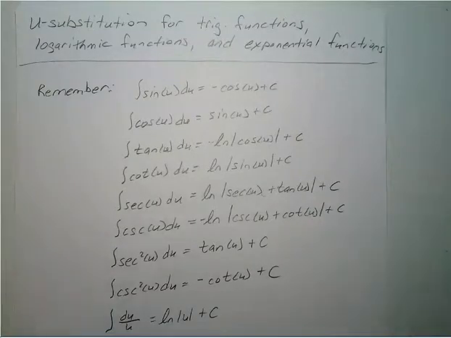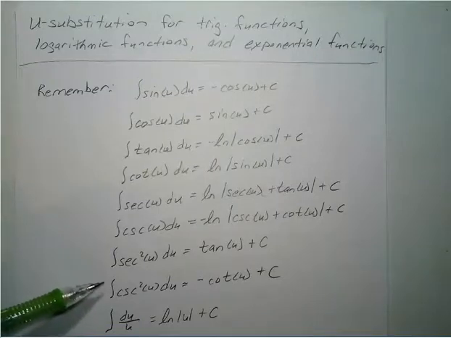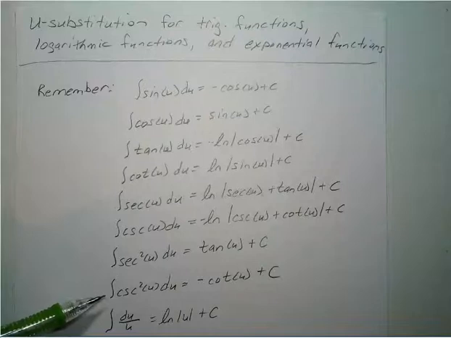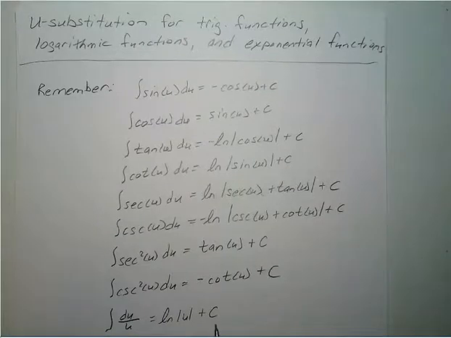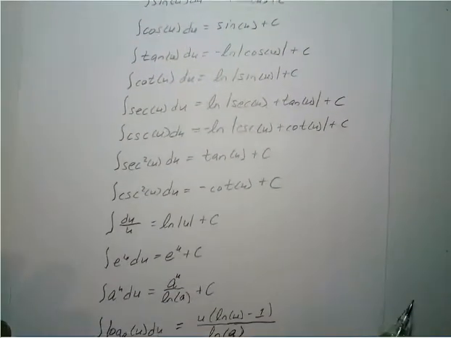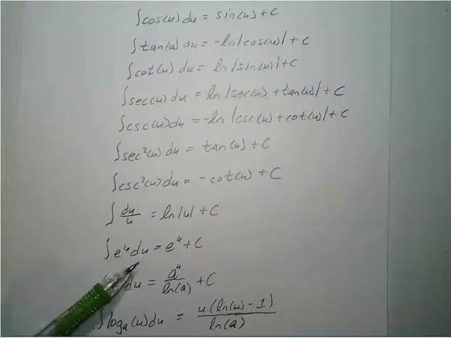The integral of secant squared is tangent. The integral of cosecant squared u du is negative cotangent of u plus c. The integral of du over u, or 1 over u times du, is natural log of the absolute value of u plus c. The integral of e to the power of u du is e to the power of u plus c.